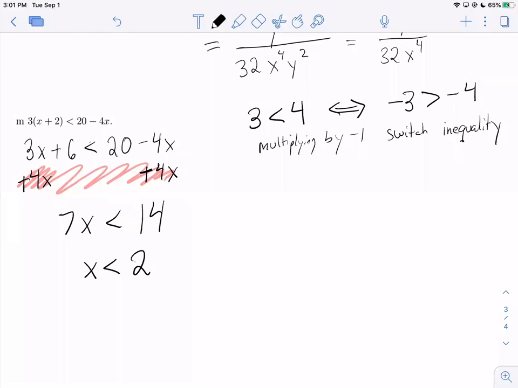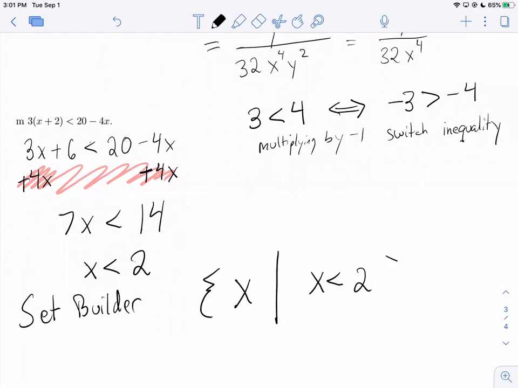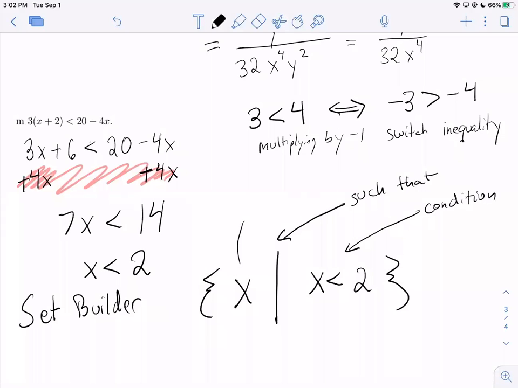Okay, and then set builder notation. We're going to do a bunch of stuff with inequalities, but set builder is we write a set with these curly braces. We write the variable x, and we say such that x is less than 2. This is set builder. This bar means such that, and this is the condition that we want our variable to satisfy. This is a variable.